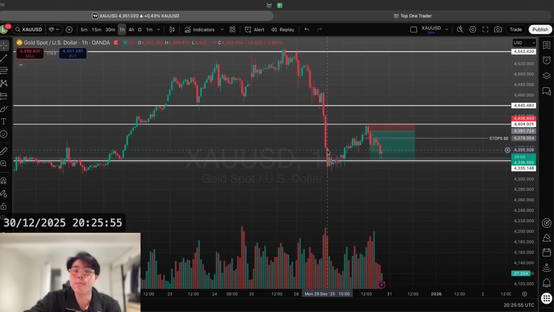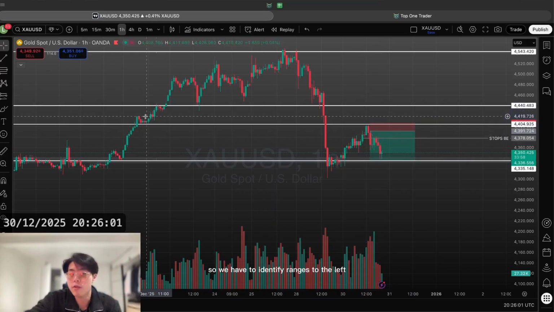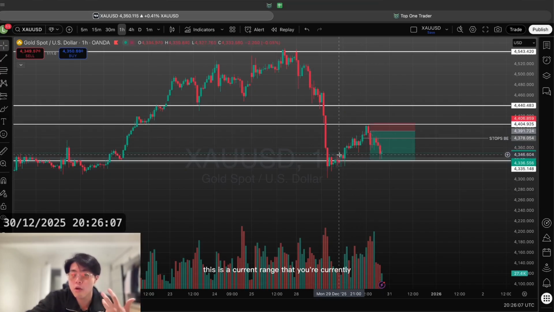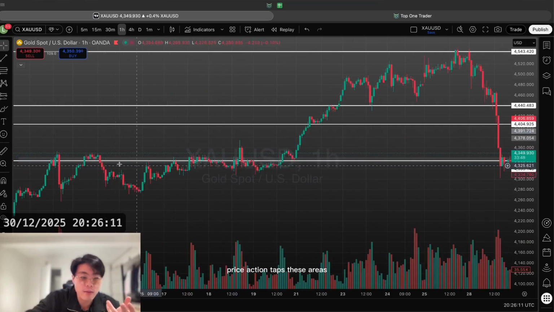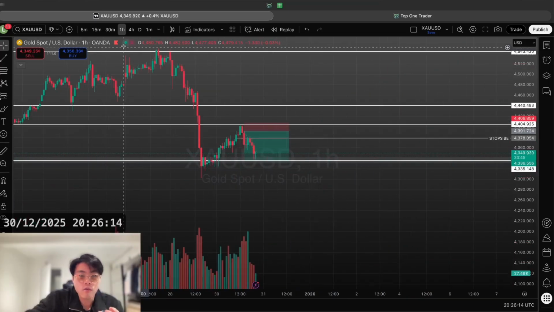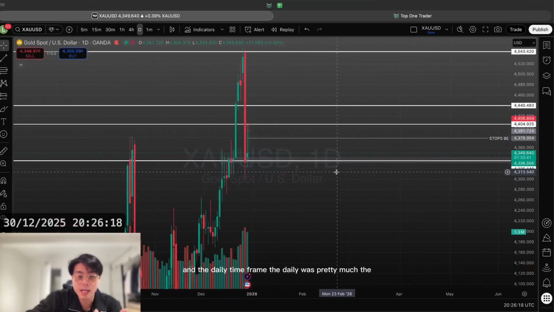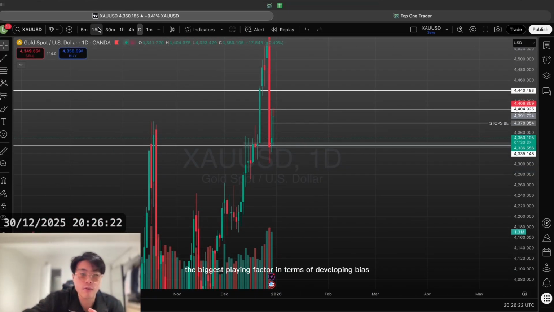Now, the minimum for me to have in terms of a position is, if you want buys, you're going to wait for price to start pushing you up. So we have to identify ranges to the left. And even if we don't get buys and you get sells, you still need a resistance level, which you have. So this is the current range that you're currently trading in. We've seen it from prior historical data. Price action taps these areas before. It wasn't too accurate on the one, but it was more accurate based off of the 4-hour and the daily time frame. The daily was pretty much the biggest playing factor in terms of developing bias.